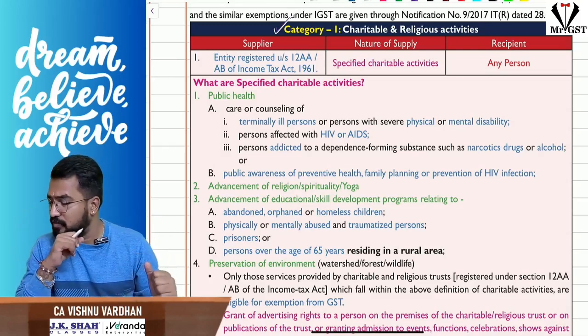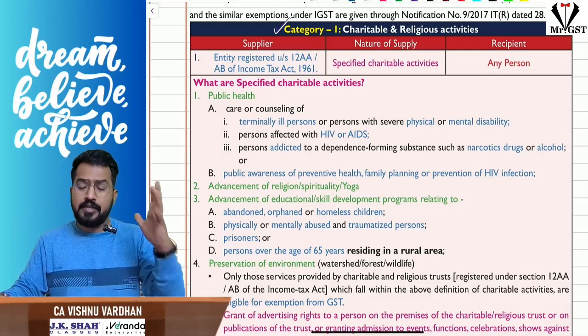So the first one is charitable and religious activities.